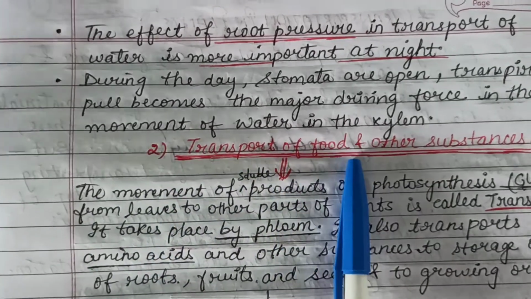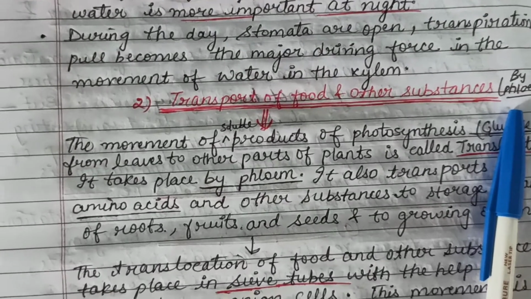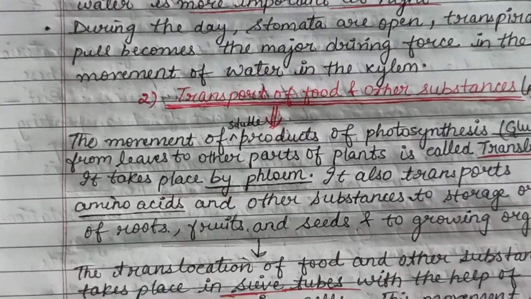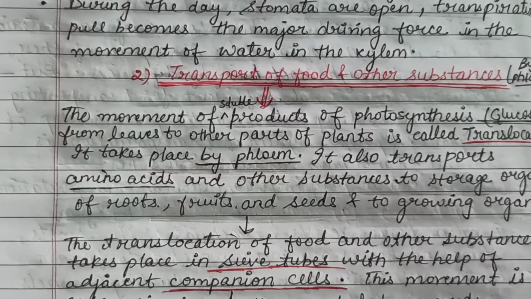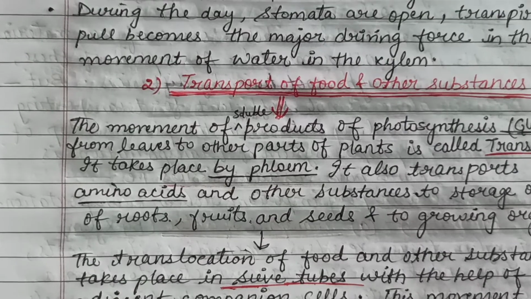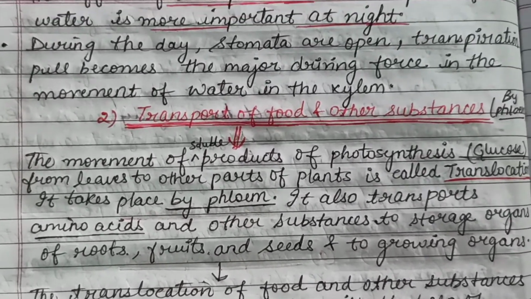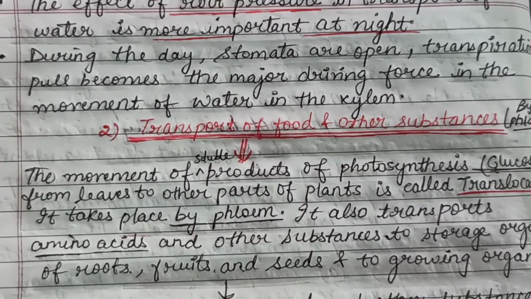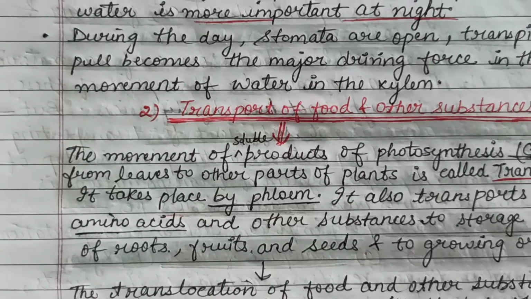Second is transport of food and other substances, and this is phloem transport. And remember, phloem transport is bidirectional. Bidirectional means the substances, the food, reserve food, can be transported from lower to higher parts or higher to lower parts at the time of need. So phloem transportation is always bidirectional, but xylem transportation is unidirectional.